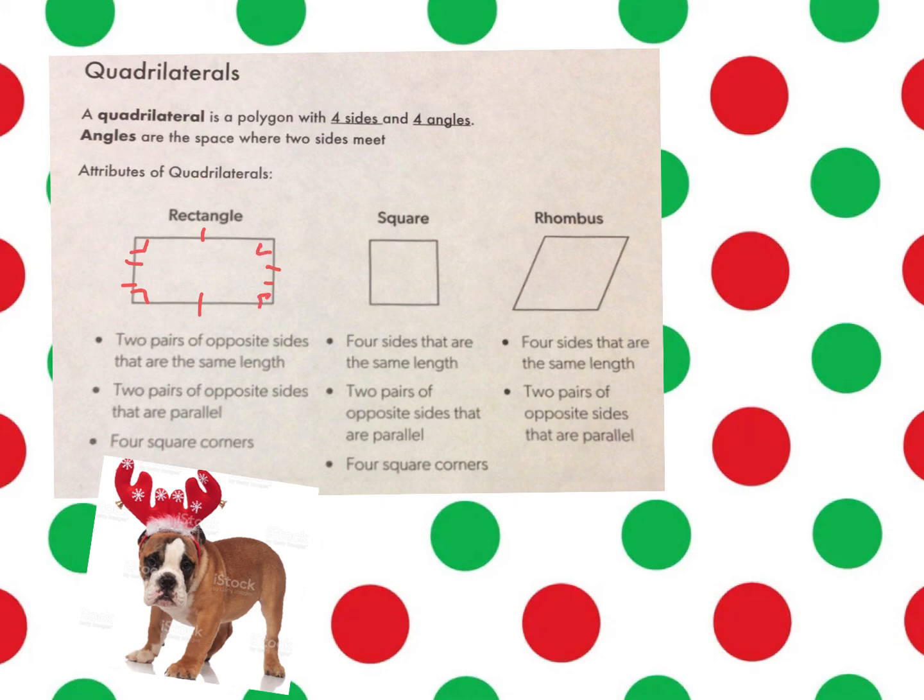Now the square has all the sides that are equal in the same length, and they also have 2 sets of parallel lines where the top and bottom, left and right, are parallel, and it has those 4 square corners. And a rhombus is just like a square where it has the sides that are all the same length, but it does not have to have those square corners to be a rhombus. But it does have 2 pairs of opposite sides that are parallel. So the top and bottom are parallel, and the left and right side are parallel.